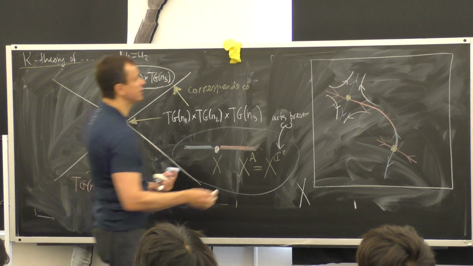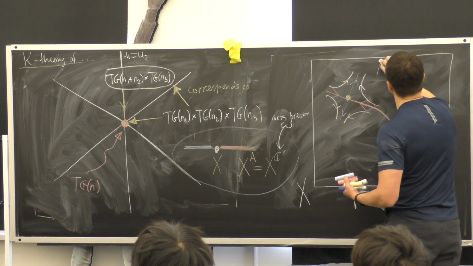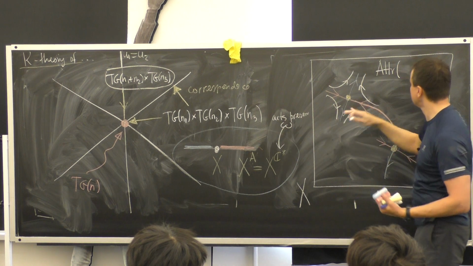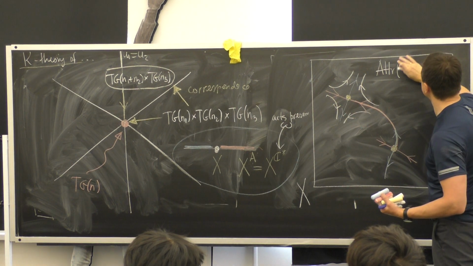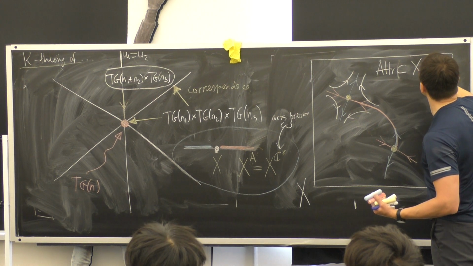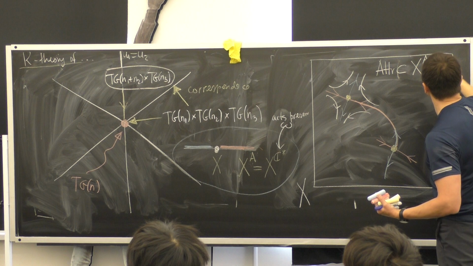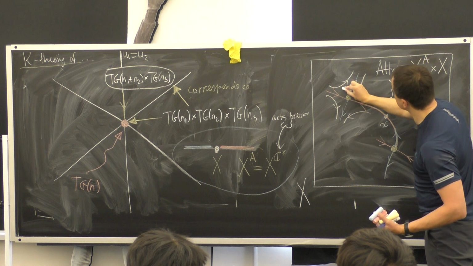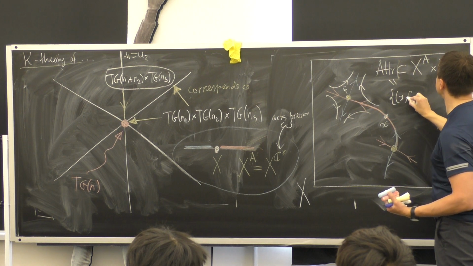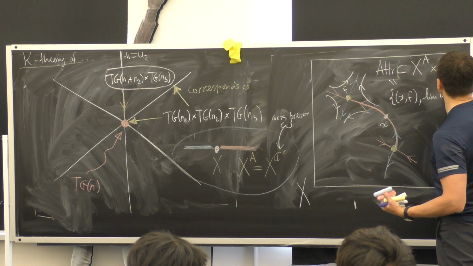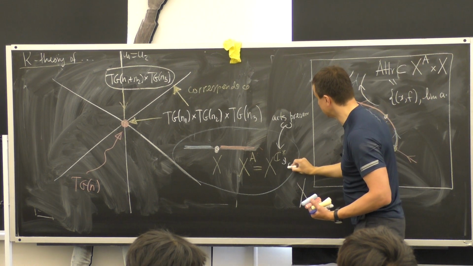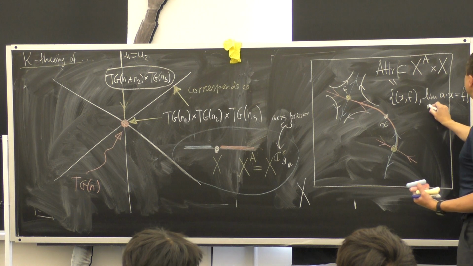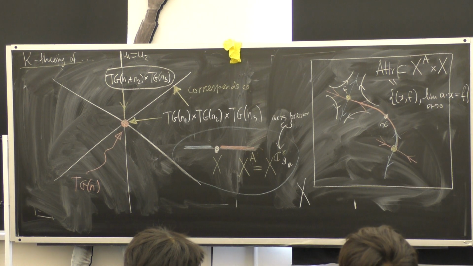So you can consider the attracting manifold. There are two choices: attracting or repelling. I'll just try the attracting manifold. This is some submanifold in A cross X that consists of pairs of points, some point X and some fixed point F, such that the limit of A times X equals F, where A is an element of my torus, as A goes to 0. So there are two choices like that.